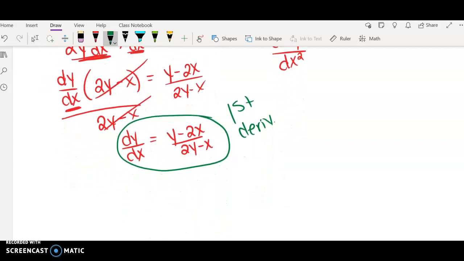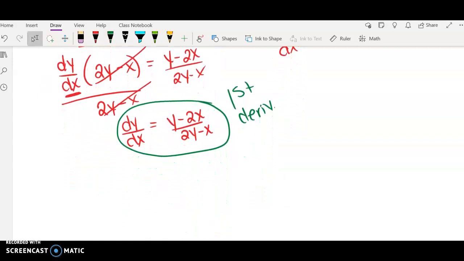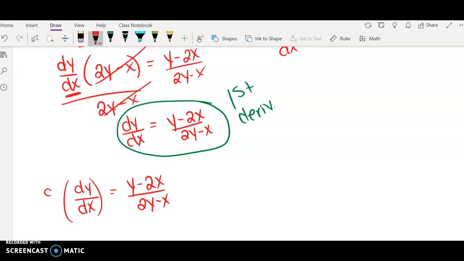Now I want to find my second derivative. So how are we going to do that? Well, I'm going to take that y minus 2x. Let's just rewrite the whole thing again so I can make a point here. So what we want to do is take the derivative of each side with respect to x.